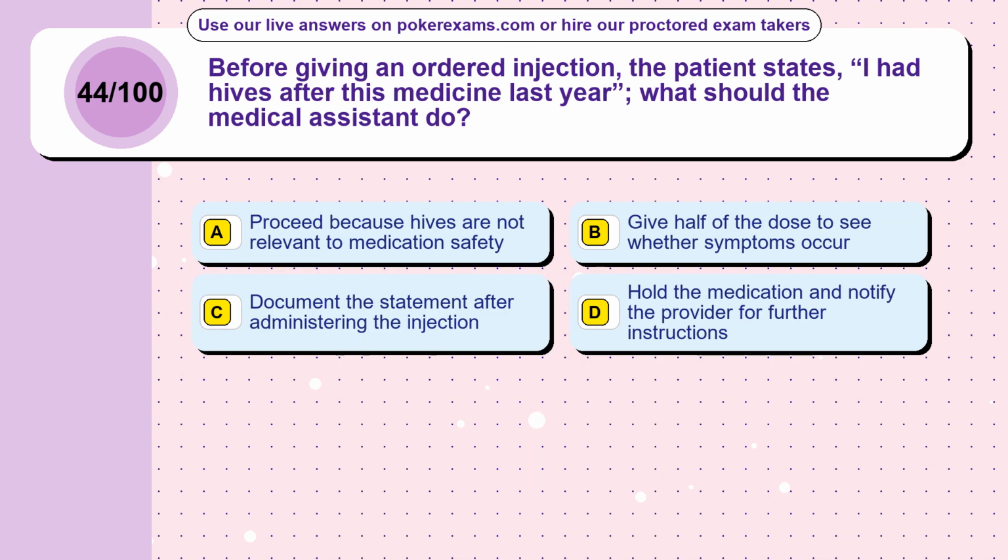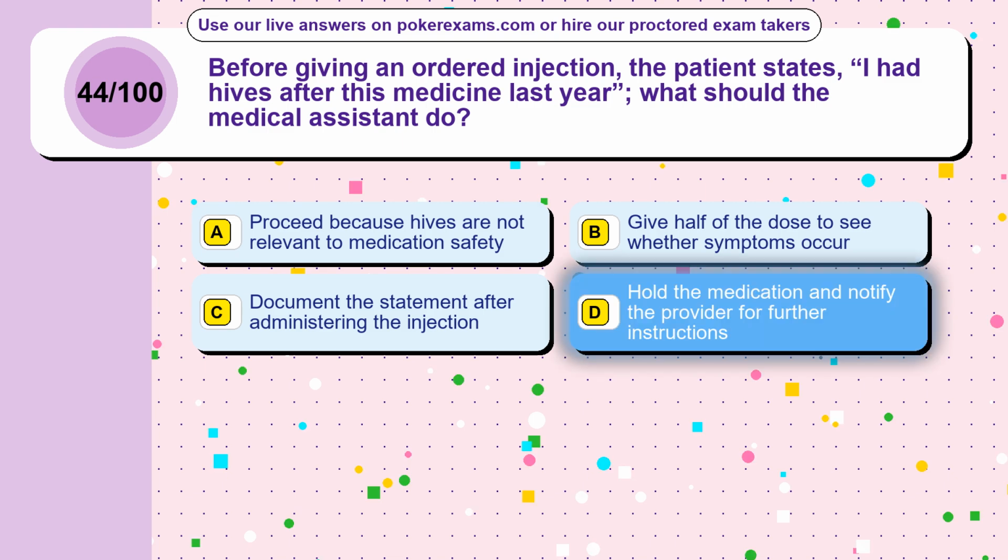Question 44. Before giving an ordered injection, the patient states, "I had hives after this medicine last year." What should the medical assistant do? Option A. Proceed because hives are not relevant to medication safety. Option B. Give half of the dose to see whether symptoms occur. Option C. Document the statement after administering the injection. Option D. Hold the medication and notify the provider for further instructions. The correct answer is option D. Hold the medication and notify the provider for further instructions.